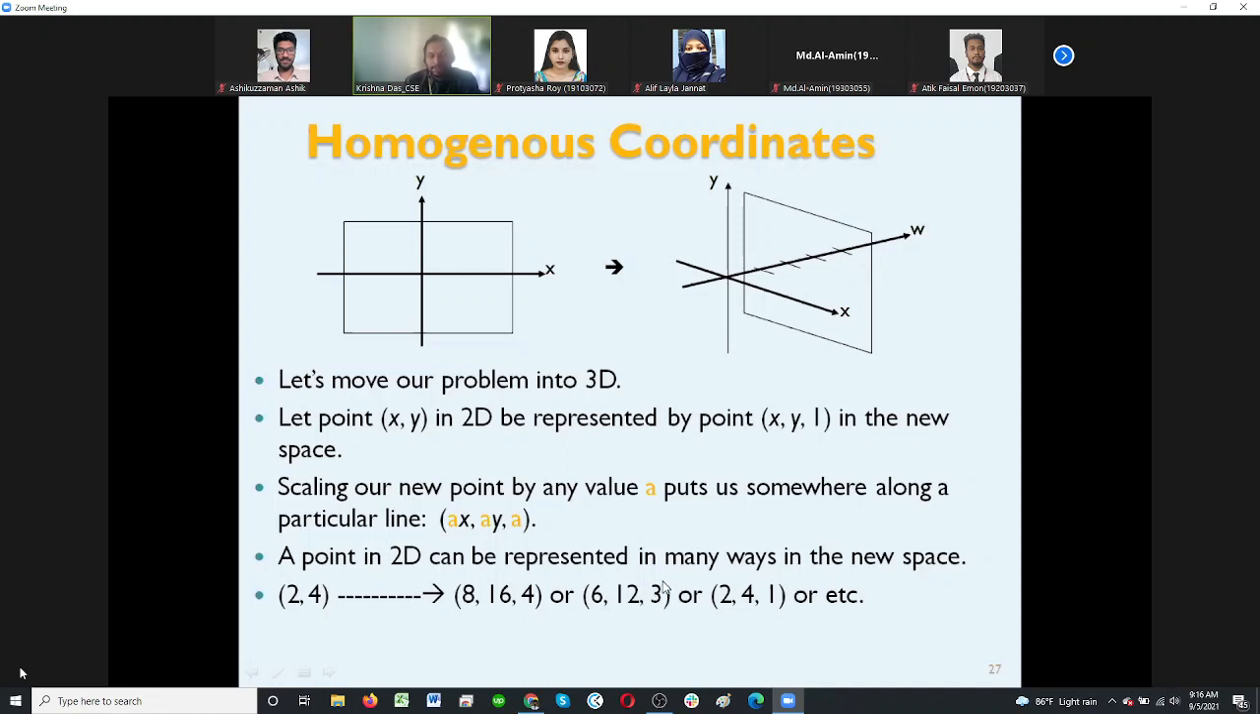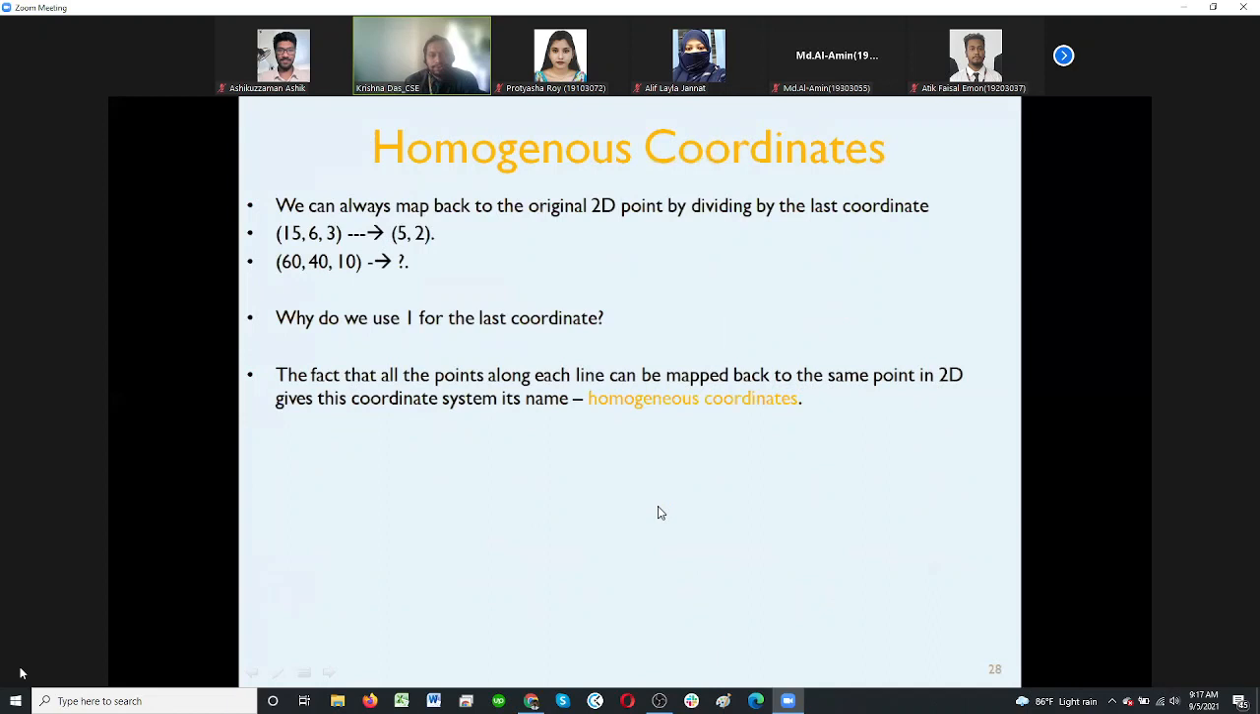So you see that they are the same, that is our understanding of the homogeneous coordinate. In the homogeneous coordinate, we always identify that the z coordinate is 1. Then 2, 4, 1 can also be 8, 16, 4. Look at the proportion: 4 times 2 is 8, and 4 times 4 is 16. So that is also representing 2 and 4. So from 2D to 3D, very easily we can map back.